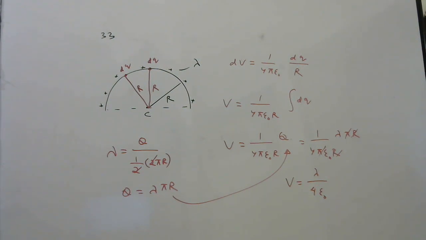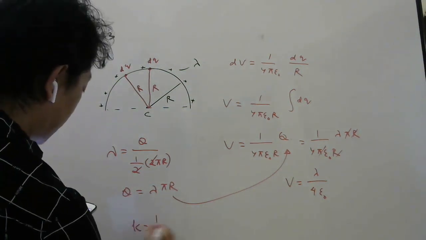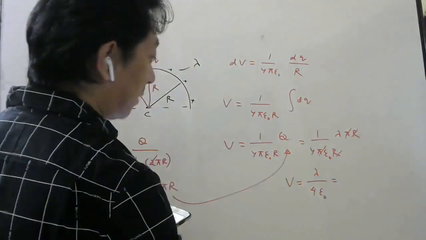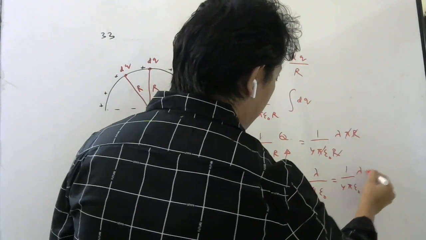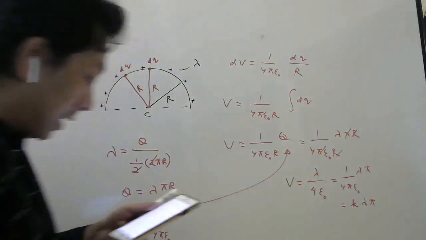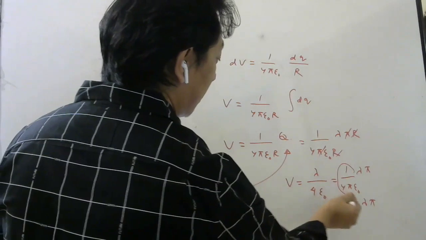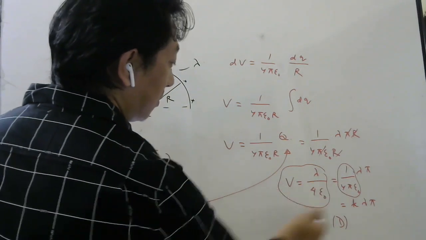Option. Here they wrote in terms of k, and k in this question means 1 by 4 pi epsilon naught. So if I write this in terms of 1 by 4 pi epsilon naught, how will it be? If I write 1 by 4 pi epsilon naught, then I have to put pi here, no? And this will be k lambda pi. So k lambda pi means the last option, D. But they should mention k is nothing but 1 by 4 pi epsilon naught. If they write in terms of 4 and epsilon naught, that will be the answer.